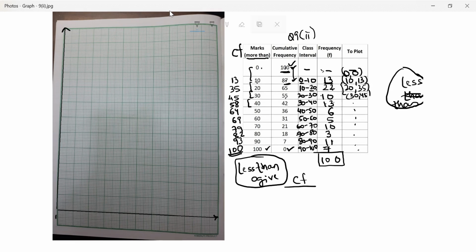If I start from here, 0, I will have 10, 20, 30, 40, 50, 60, 70, 80, 90, and 100. I will be able to plot my 100 marks. And here I'll plot cumulative frequency, which is number of students.